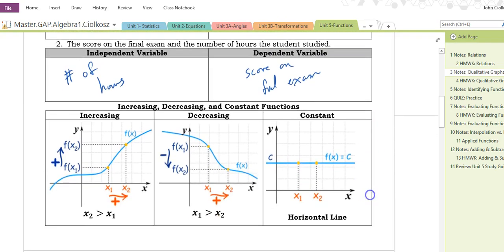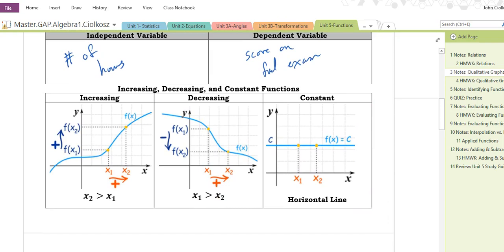Alright. So, increasing functions essentially means from left to right, we're going up. So looking at these 2 points here, it's definitely going up. Decreasing, we look at these 2 points. Between them from left to right, it's going down. Constant just means between any 2 points, it's not going up or down, it's a flat line.